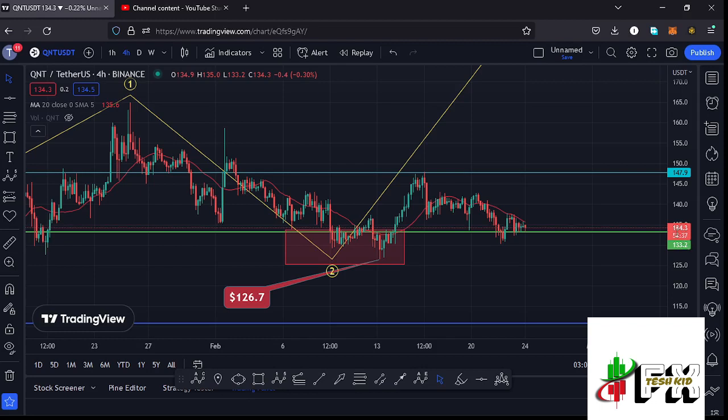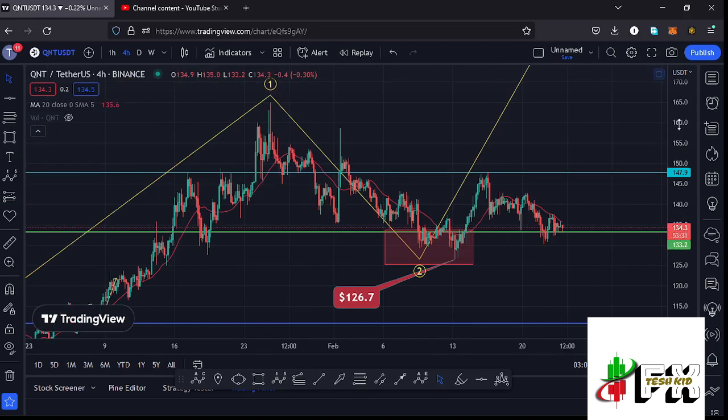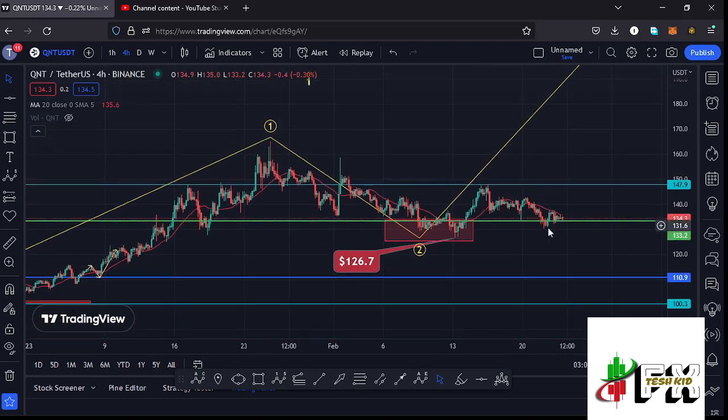We have also lost the 20-day MA here on the 4-hour chart, which is now acting as resistance. We have also continued to obey the Elliot structures, where we have fully maximized our target areas to the lower side in the formation of this larger Elliot wave count 2 by making a low at around the $126.7 mark.